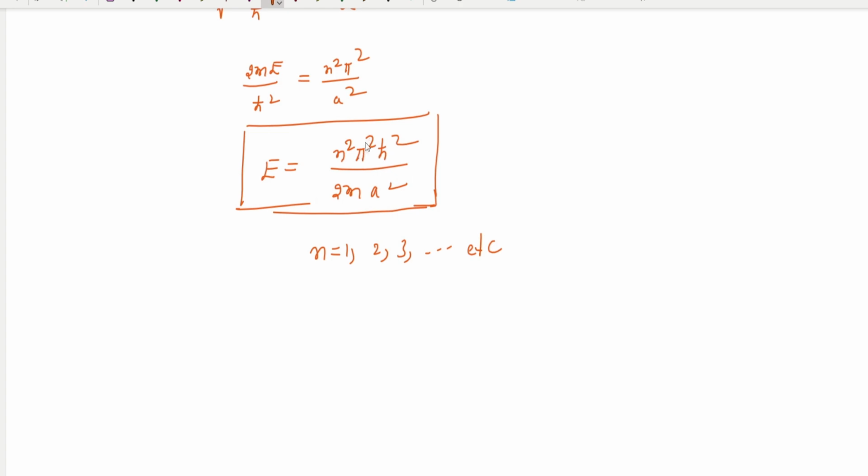Pi square is a constant value, h cross is the modified Planck constant, 2 is a number, and m is the mass of the particle. Here the one quantity that can change is the length of the box, a square. If the length of the box increases, the energy level of the particle will decrease.